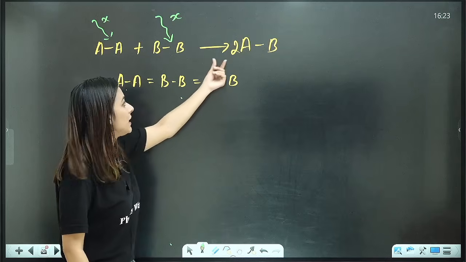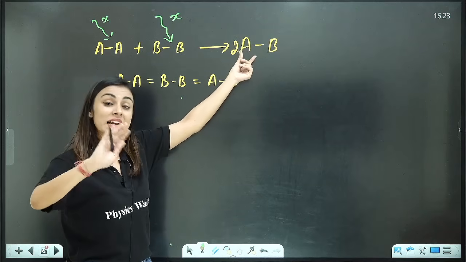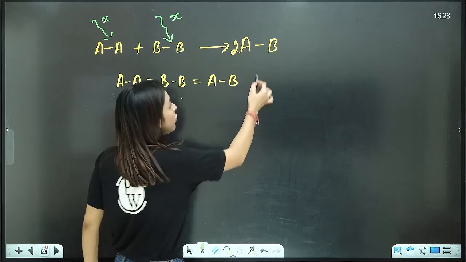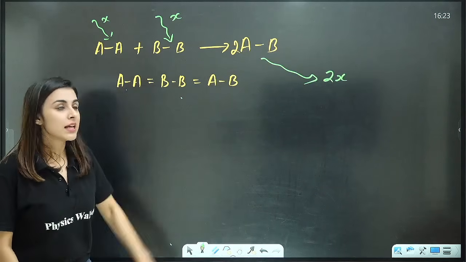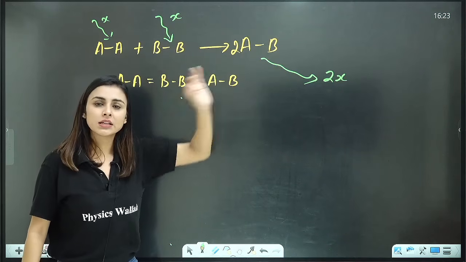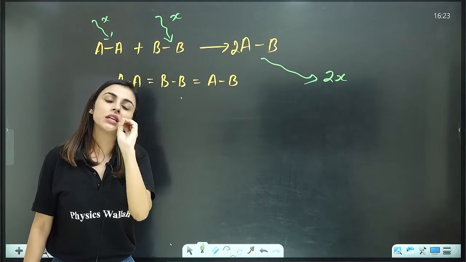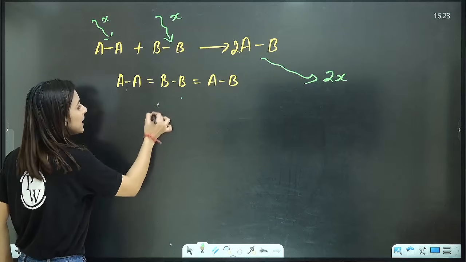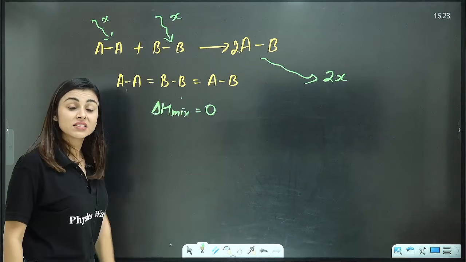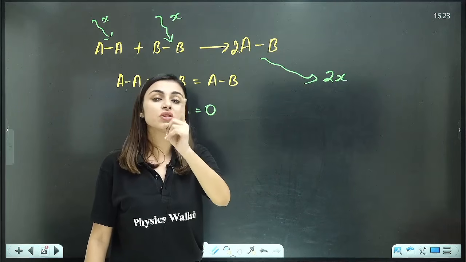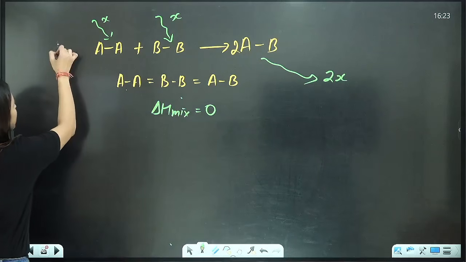Yes, ma'am. And since two bonds are formed and their interaction is also equal, how much energy will be released? Ma'am, 2X. So, what can you say? That total change in energy is 0. That is, we can say that delta H mixing is 0. So, for an ideal solution, delta H mixing is 0. This is your first condition.